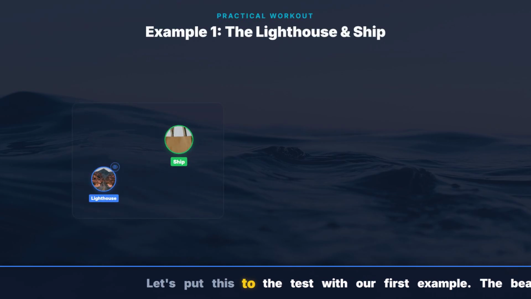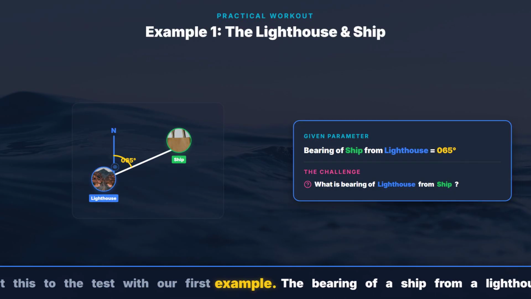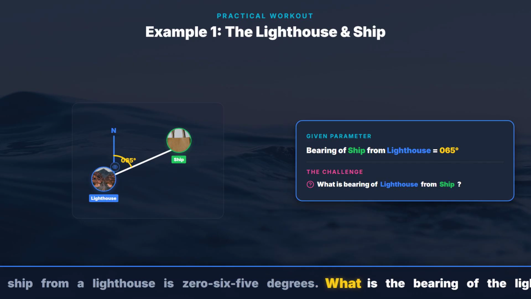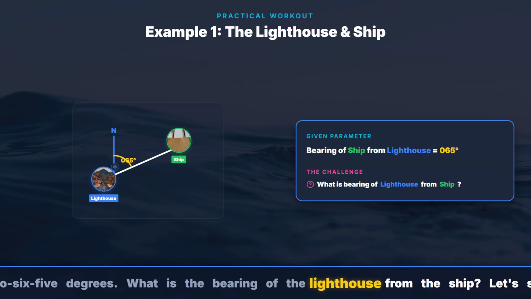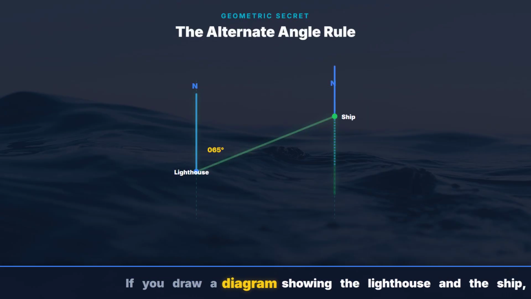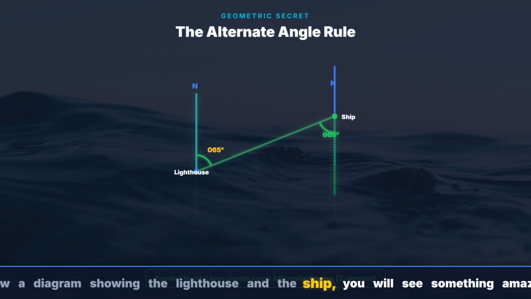Let's put this to the test with our first example. The bearing of a ship from a lighthouse is 065 degrees. What is the bearing of the lighthouse from the ship? Let's sketch it out. If you draw a diagram showing the lighthouse and the ship, you will see something amazing.